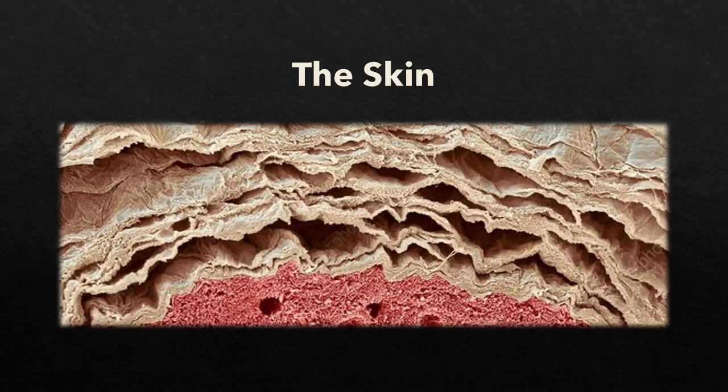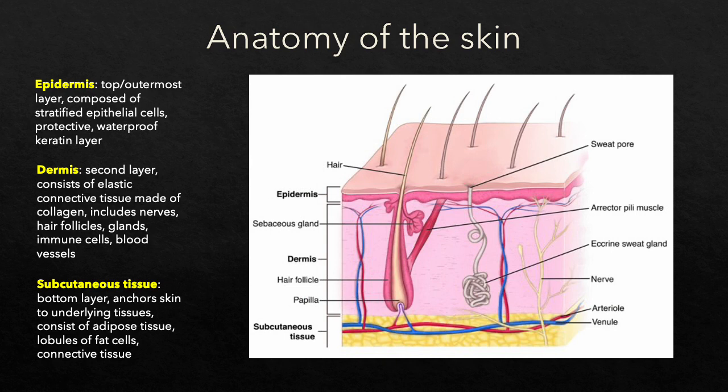Before we dive into the exciting topic of wound healing and wounds, it is important to first understand the functions of the skin and why they are important. The skin is divided into 3 main layers. The first one is the epidermis, which is the top outermost layer composed of stratified epithelial cells. This is a protective, waterproof, keratinized layer. The second one is the dermis. This consists of elastic connective tissue made up of collagen. This layer includes the nerves, hair follicles, glands, immune cells, and blood vessels.